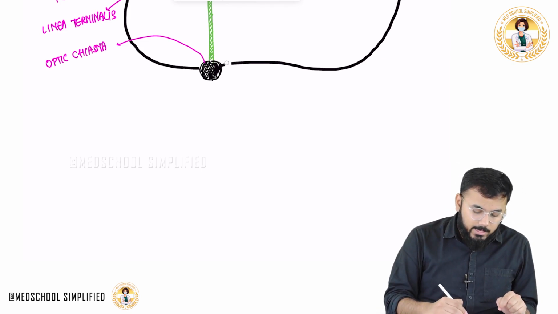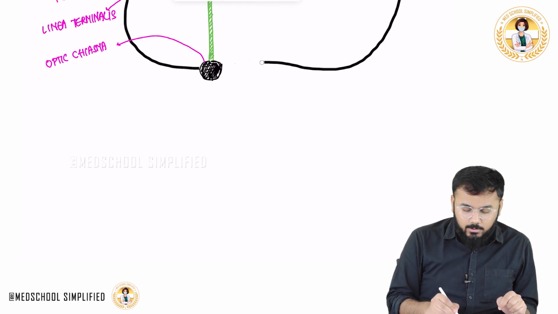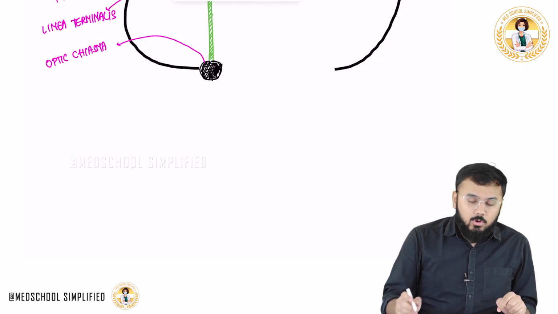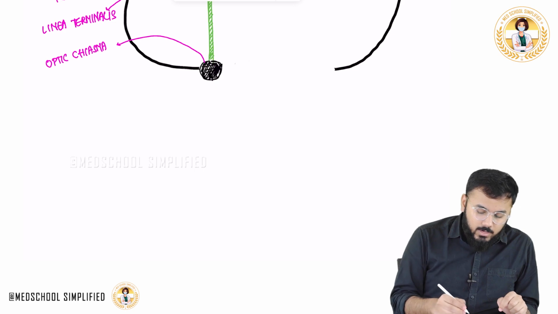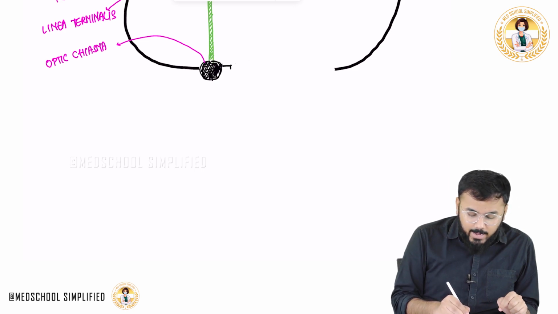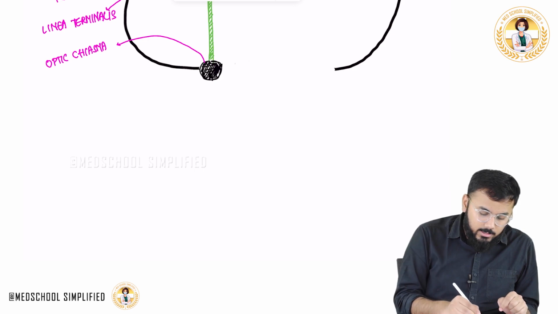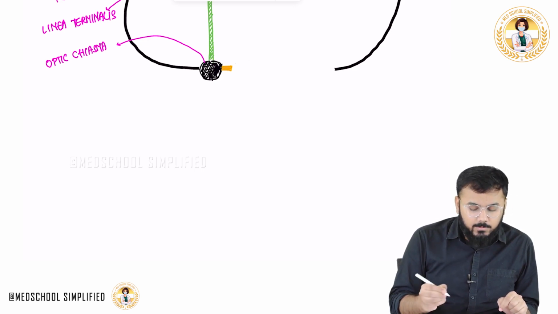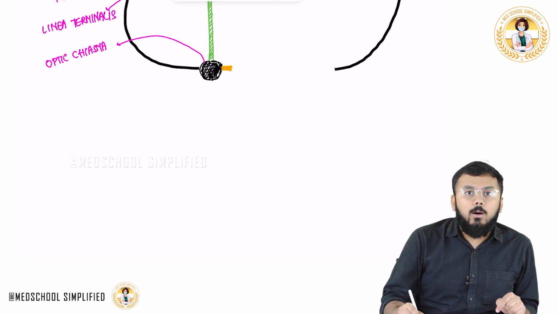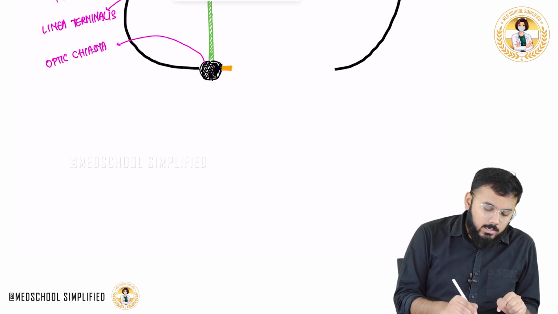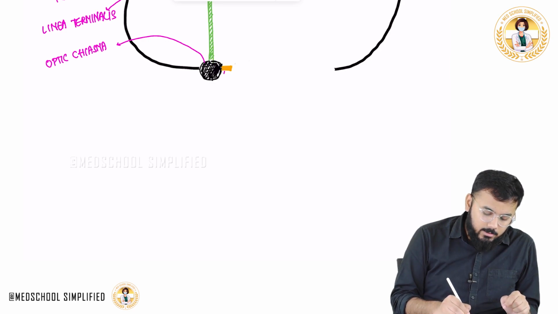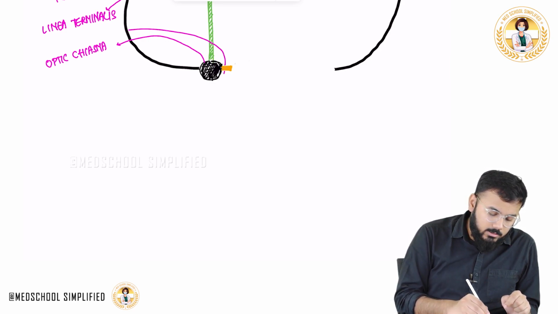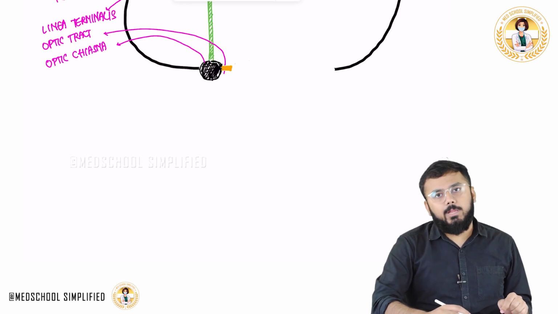Now after the optic chiasma, let me rub out a little part over here. Coming from the optic chiasma, you see a black color structure. Let me change the color. This particular structure hanging out of the optic chiasma is called the optic tract.